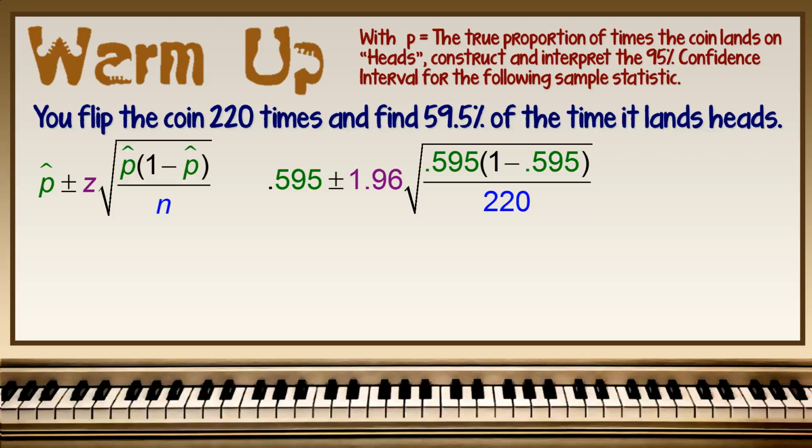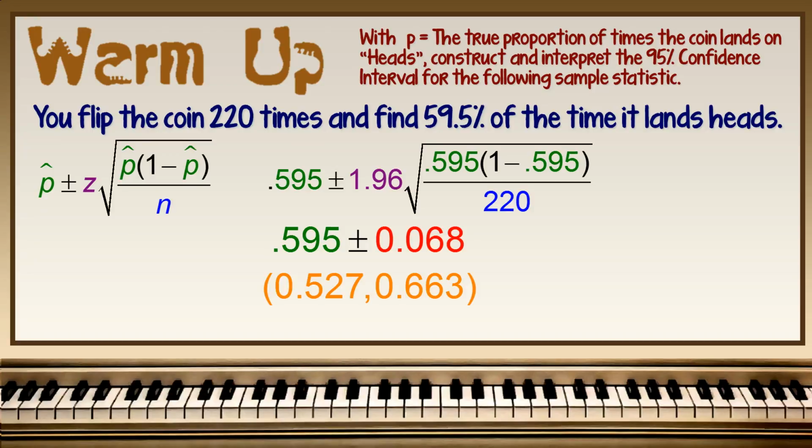Hi, here is your answer for you. So notice your p hat is 0.595, z-score is 1.96, n is the number of tosses, which is 220, broken down to your margin of error, and finally your interval. What I really want you to pay attention to and really think about with this interval is we're really saying that I'm 95% confident that the true proportion of times the coin lands on its heads is between 52.7 and 66.3%.